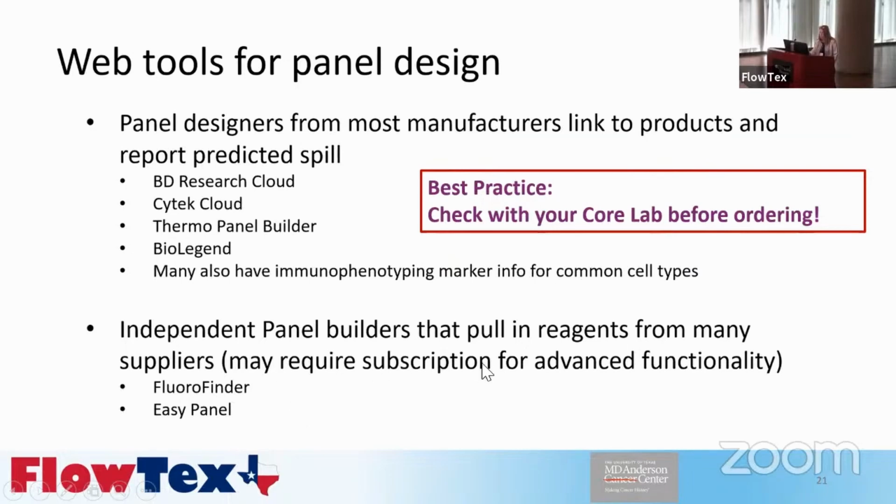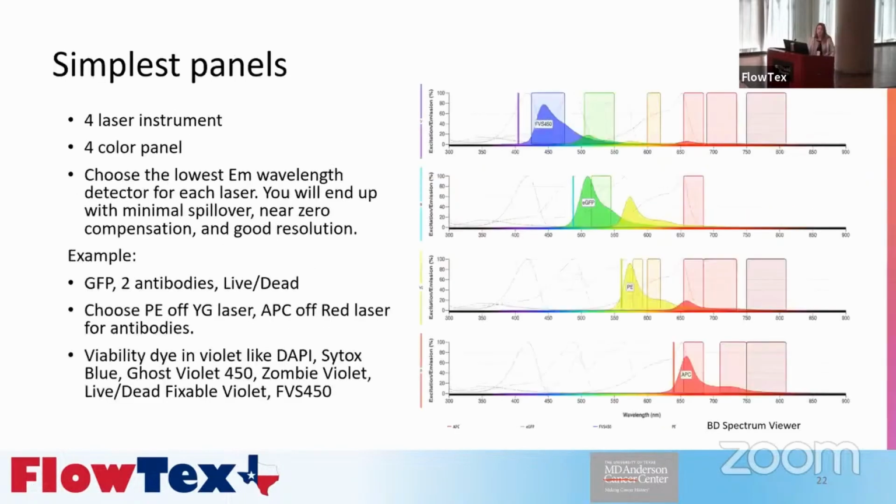There are also independent panel builders that pull in reagents from a lot of different suppliers. Some of these require a subscription, or at least they require a subscription for the functionality that you might want. And these include FlowJo Finder and EasyPanel. Both are great systems. All of these are great systems. They all have positives and negatives. I use what I use depending on my goals, but all of these tools to some extent.